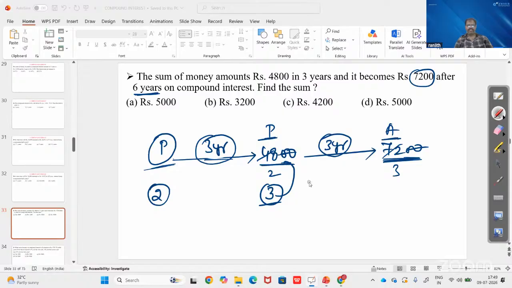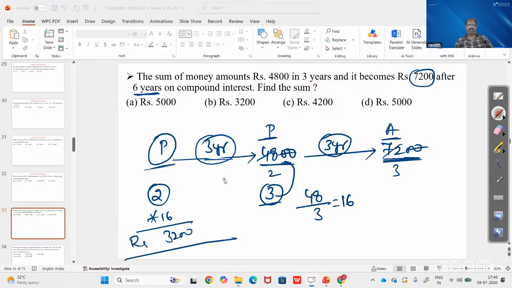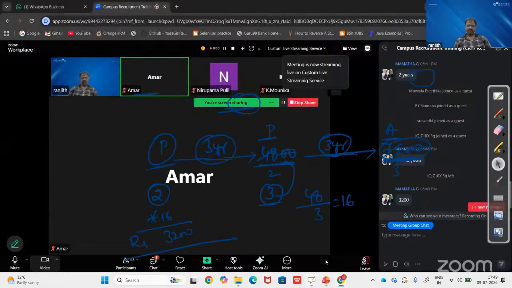So principal is 2 parts, amount will be equal to 3, where 3 parts equal to 48, so that will be 48 by 3. How many times can we multiply? 16 times we need to multiply. Here also we need to multiply 16 times. 2 into 16 equal to 32. So the answer will be equal to 3200. Investment equal to 3200. After 3 years it will become 4800. Next 3 years it will become 7200. So the principal equal to 3200. Yes, answer is 3200.